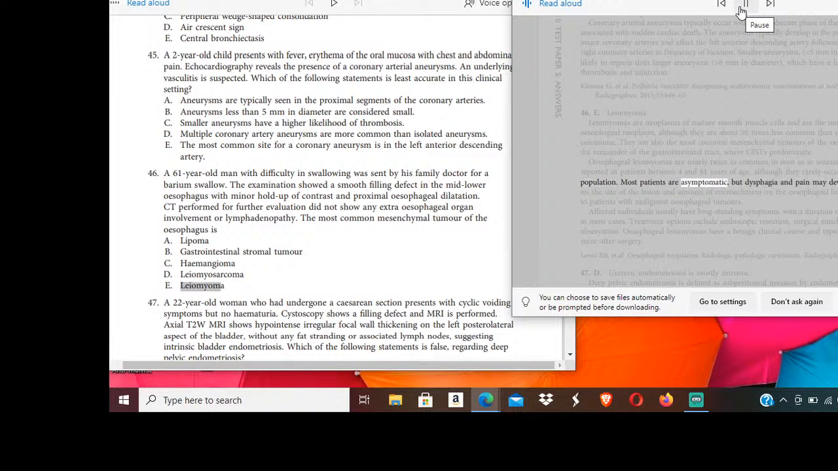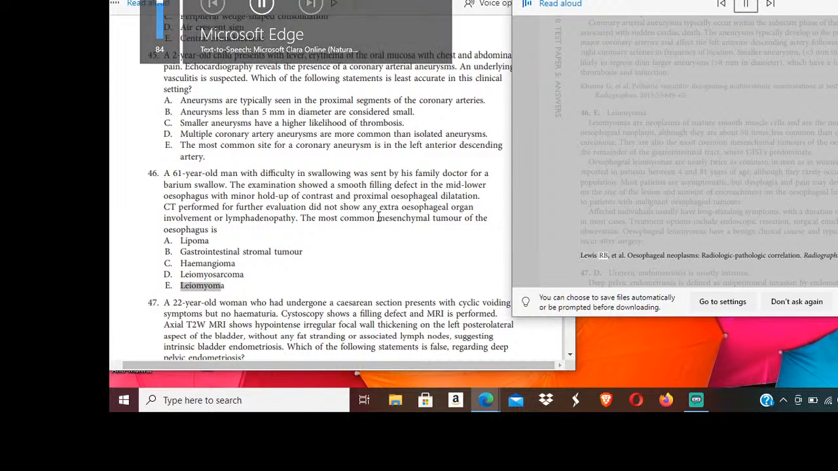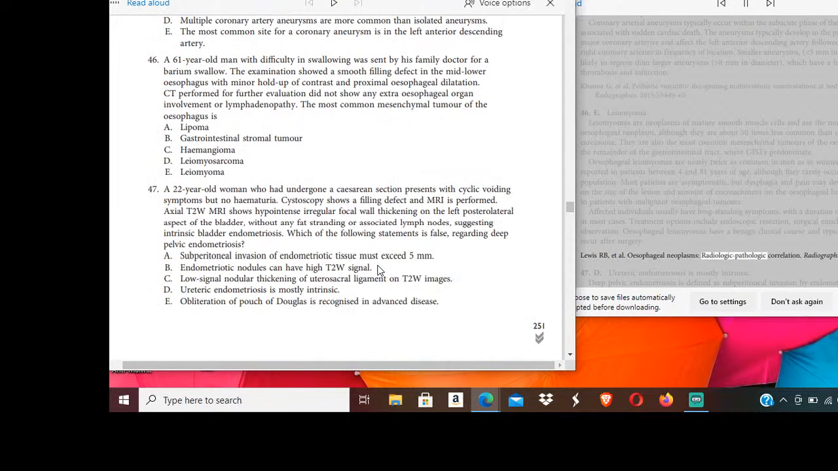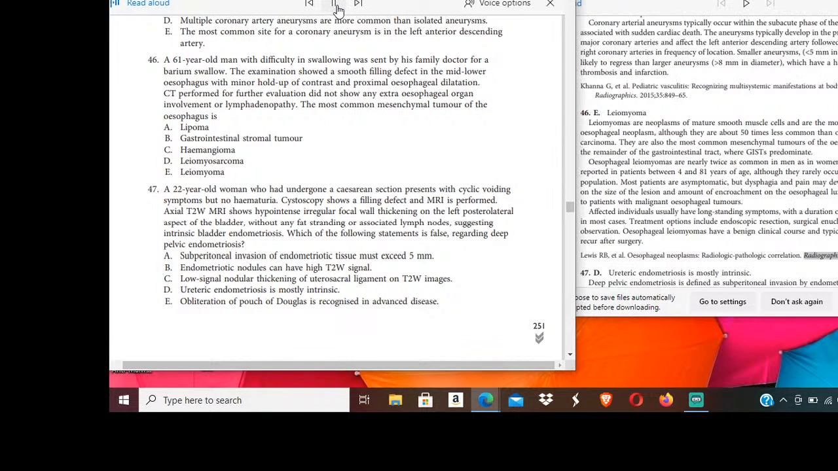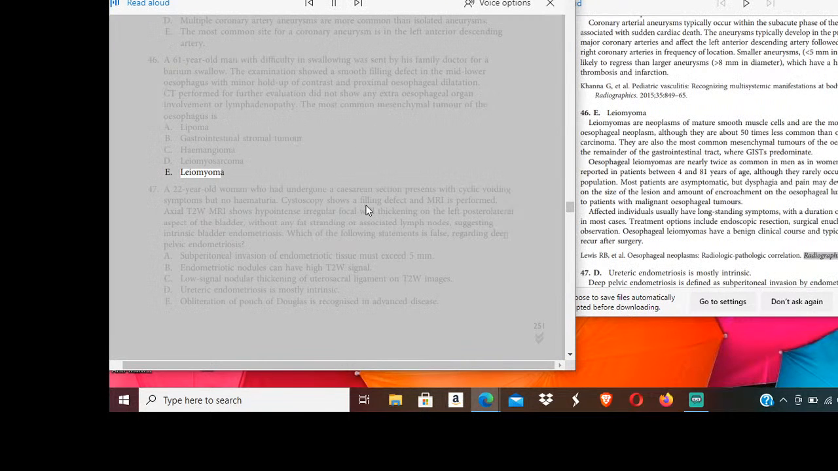Most patients are asymptomatic, but dysphagia and pain may develop, depending on the size of the lesion and amount of encroachment on the esophageal lumen, in contrast to patients with malignant esophageal tumors. Affected individuals usually have long-standing symptoms, with a duration of more than 2 years in most cases. Treatment options include endoscopic resection, surgical enucleation, and observation. Esophageal leiomyomas have a benign clinical course and typically do not recur after surgery. Lewis RB, et al. Esophageal neoplasms, radiologic pathologic correlation. Radiographics.